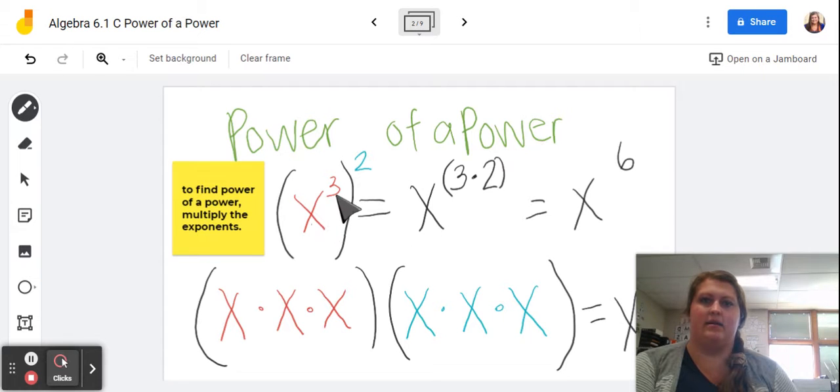So right here I have x to the third raised to the second power. So then that would be x to the 3 times 2, or x to the 6th.